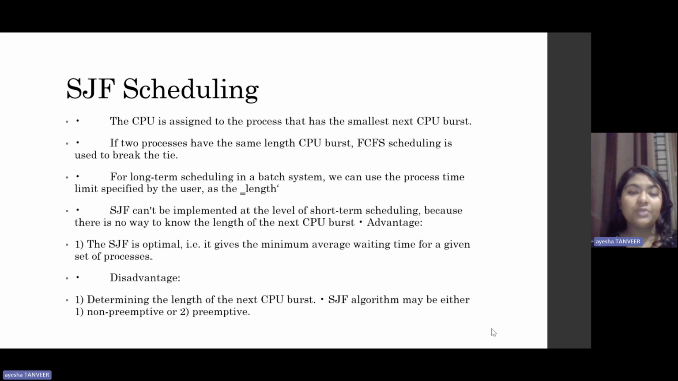SJF cannot be implemented at the level of short-term scheduling because there is no way to know the length of the next CPU burst. The advantage is that SJF is optimal, that is, it gives the minimum average waiting time for a given set of processes. Disadvantage: determining the length of the next CPU burst. The SJF algorithm may be either non-preemptive or preemptive.